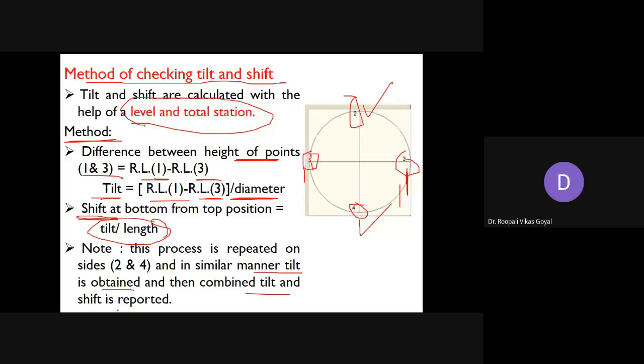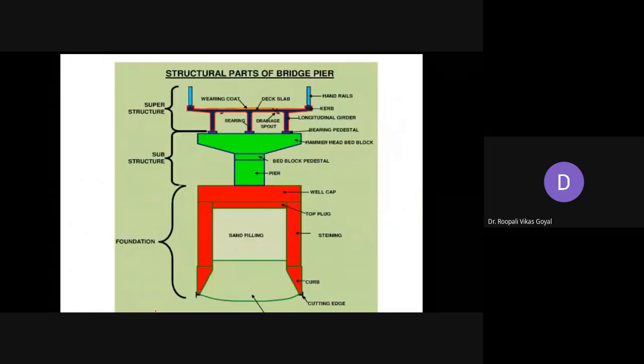Based on this combined tilt and shift, the remedy can be adopted to bring it back to the original position. Here at the end, I have put one complete bridge pier with all the components, just to revise everything. This is the well foundation. At the bottom you can see the well foundation with all the components I have explained: cutting edge, curb, steining, top plug, and well cap. Above that you have the piers. This is basically called the substructure.